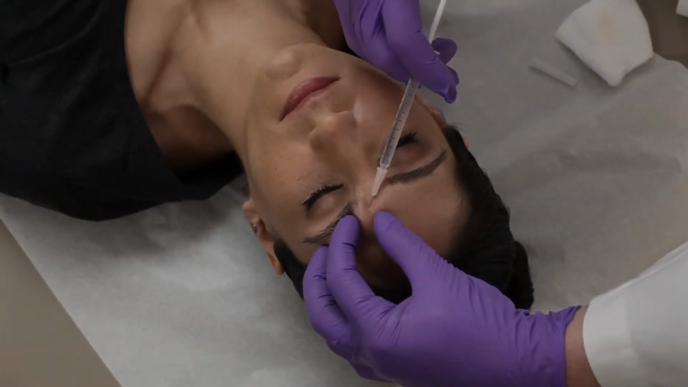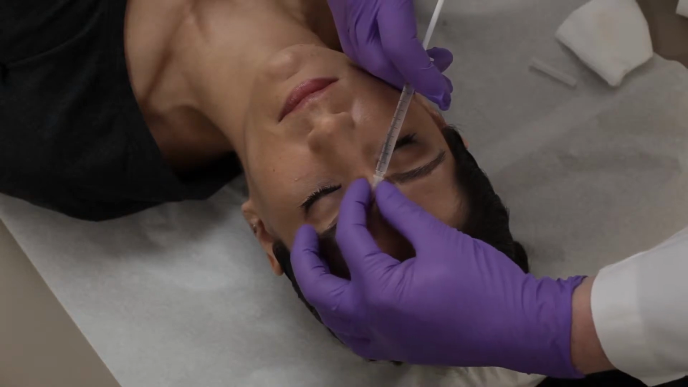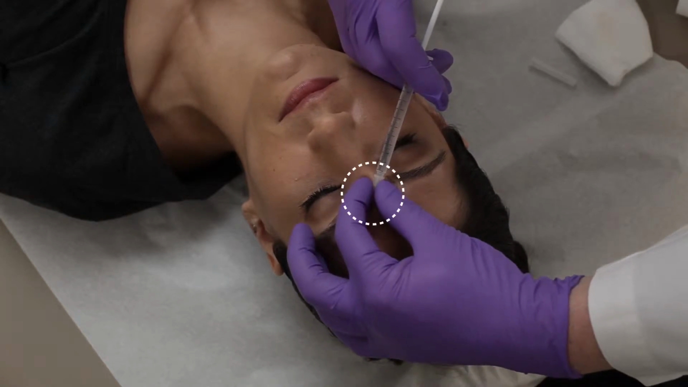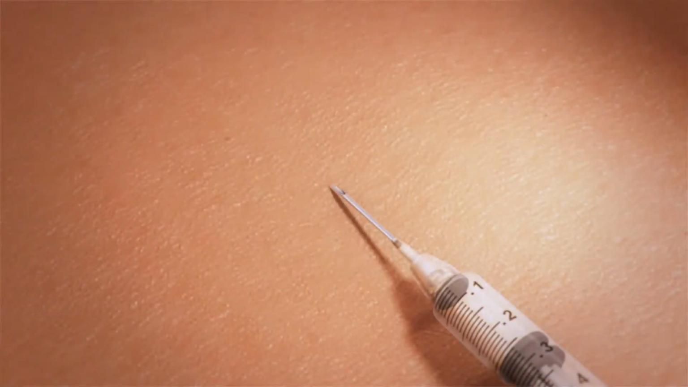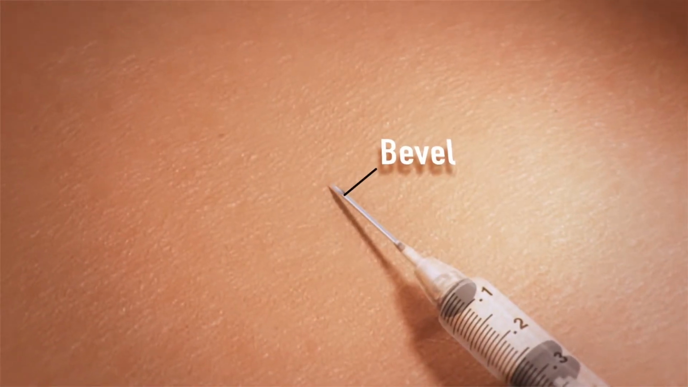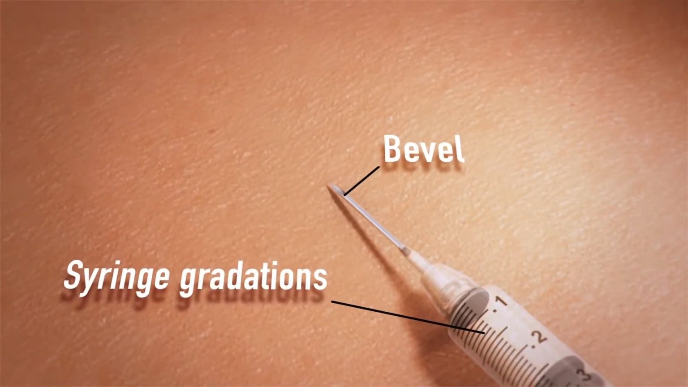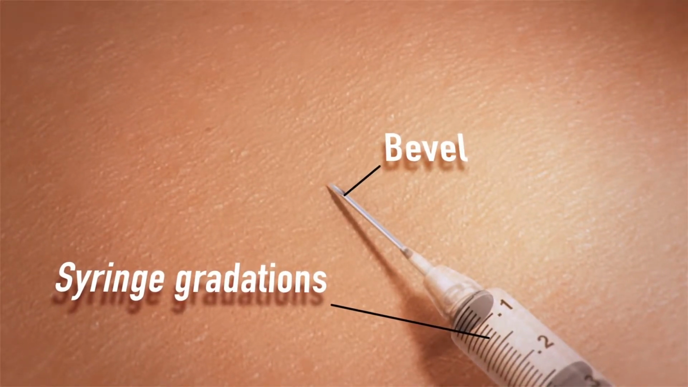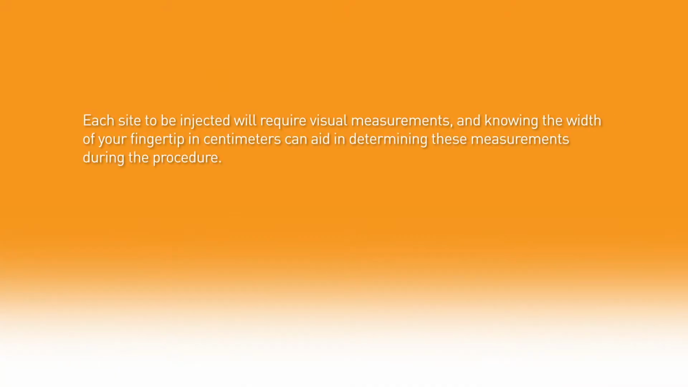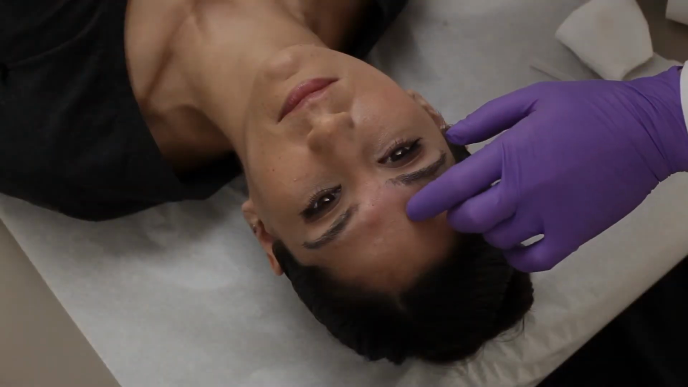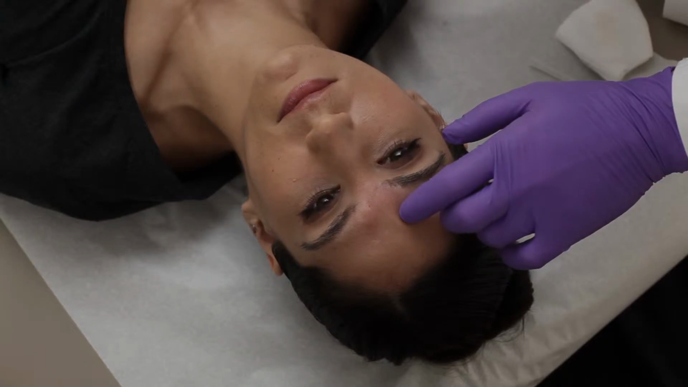Commonly used tips for injection include holding the hub of the needle or the lower end of the syringe with one hand to ensure that the needle does not twist in the skin. Placing the bevel of the needle facing upward in line with the gradations on the syringe will allow you to see which direction the bevel is facing while looking at the syringe gradations. Each site to be injected will require visual measurements, and knowing the width of your fingertip in centimeters can aid in determining these measurements during the procedure. One finger's breadth is equal to approximately 1.5 centimeters.